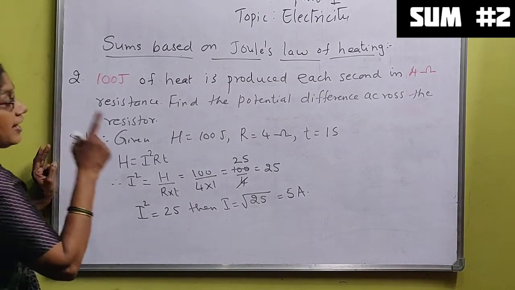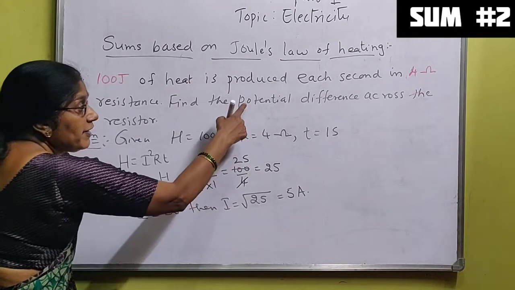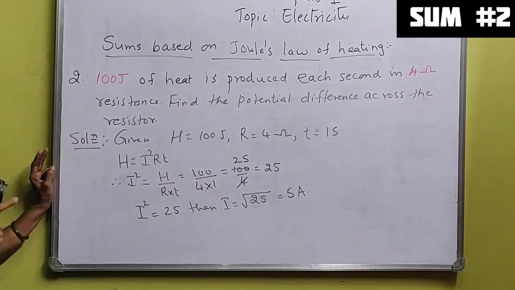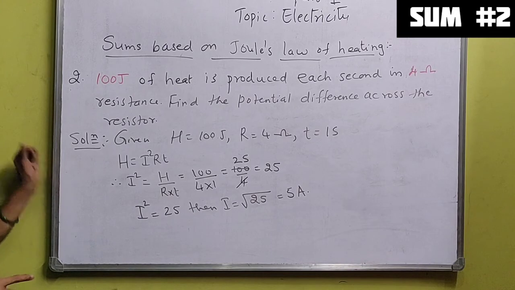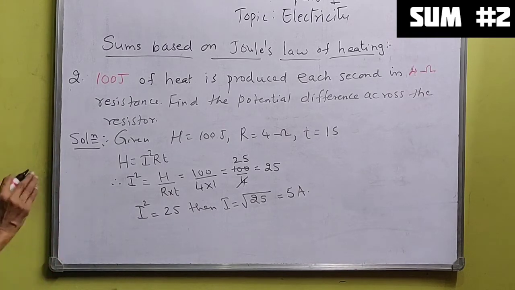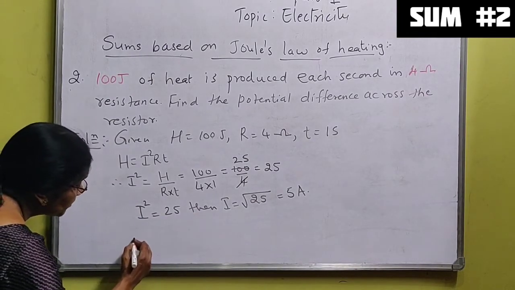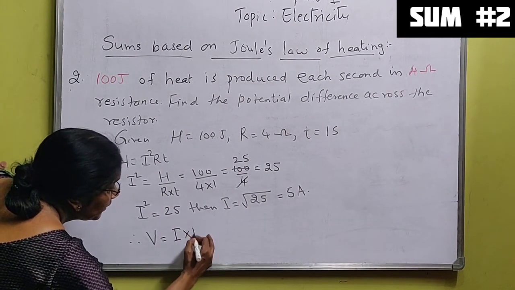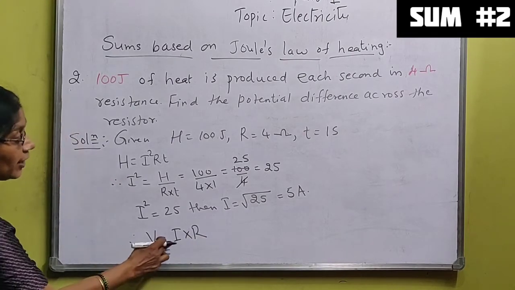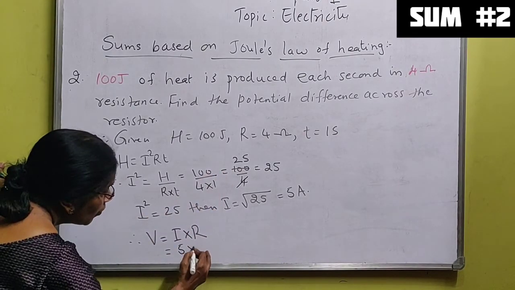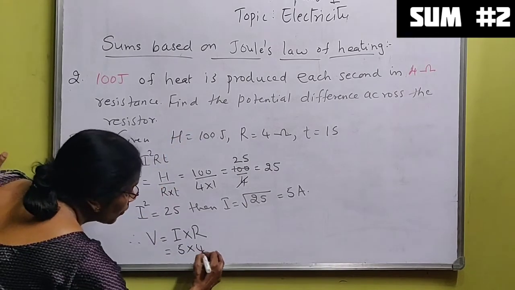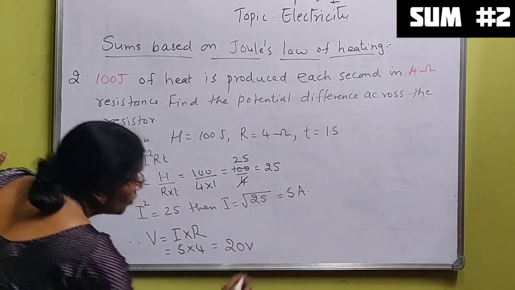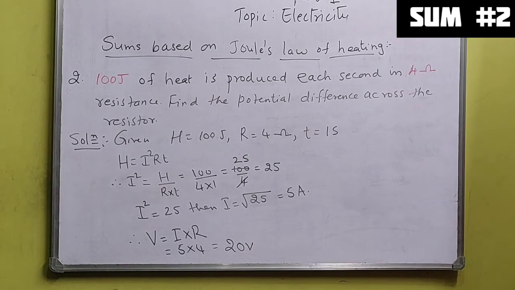So we have the current, and the resistance is there. We can find out potential difference by using Ohm's law. R is equal to V by I. So using that equation, V is equal to I into R. What is I over here? 5. What is R over there? 4. So we got 20 volts as the potential difference across a resistor of 4 ohms when 100 joules of heat is produced by it.